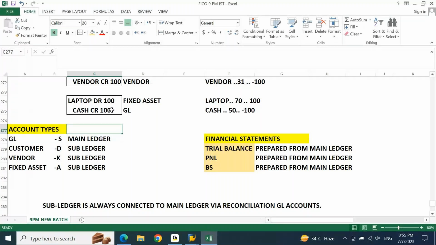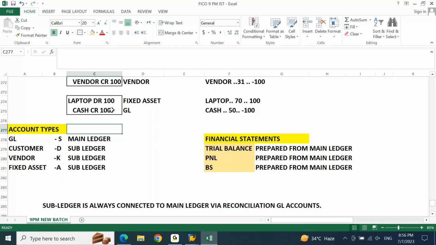Thank you, sir. Yeah, AJ, I have a question. Is cash not a balance sheet entry or item, or bank? Is it not a balance sheet entry? Both are balance sheet entries.